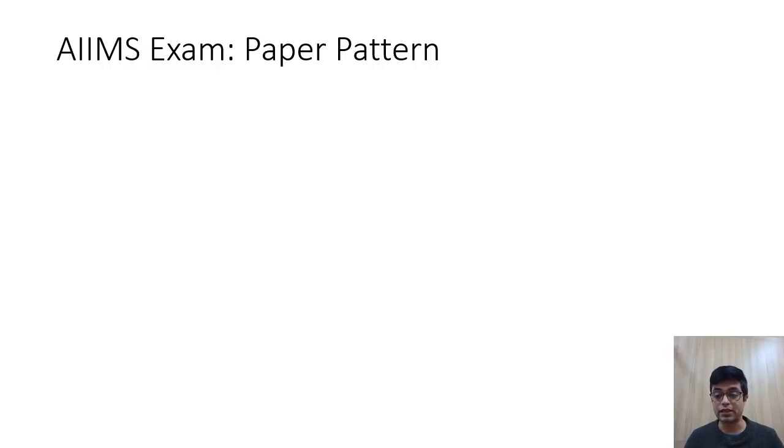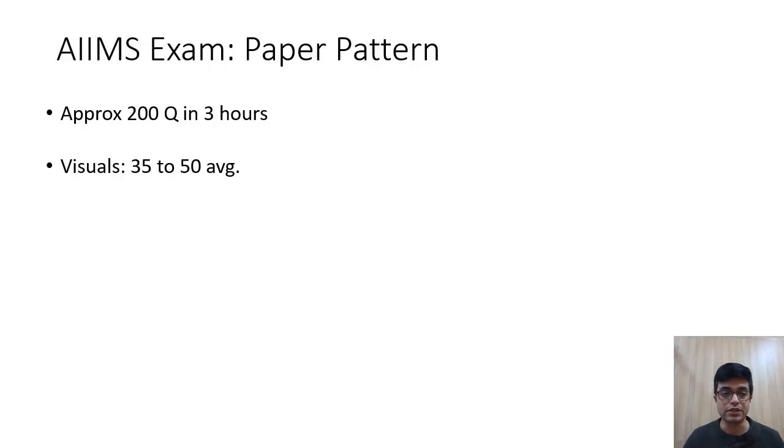What is the paper pattern? Now, AIIMS exam pattern has changed significantly since last few years because approximately there are 200 questions to be solved in 3 hours. I'm saying 200 approximate because new type of questions are now being asked in AIIMS entrance. Out of these 200 questions, visuals are 35 to 50. So almost one third to one fourth paper is visuals.